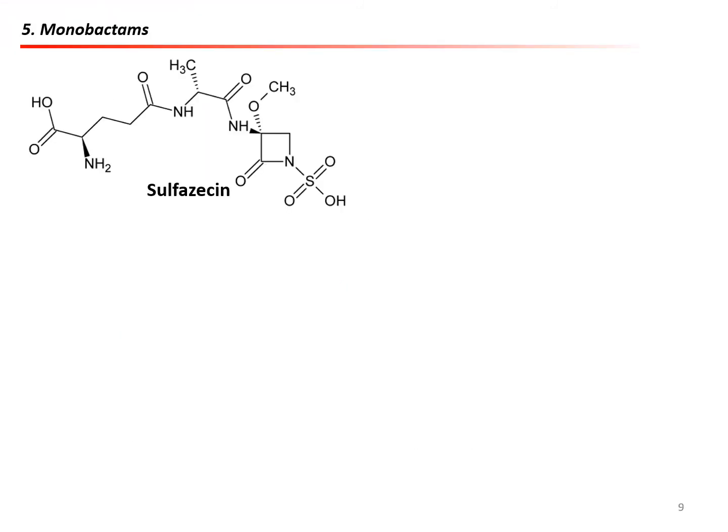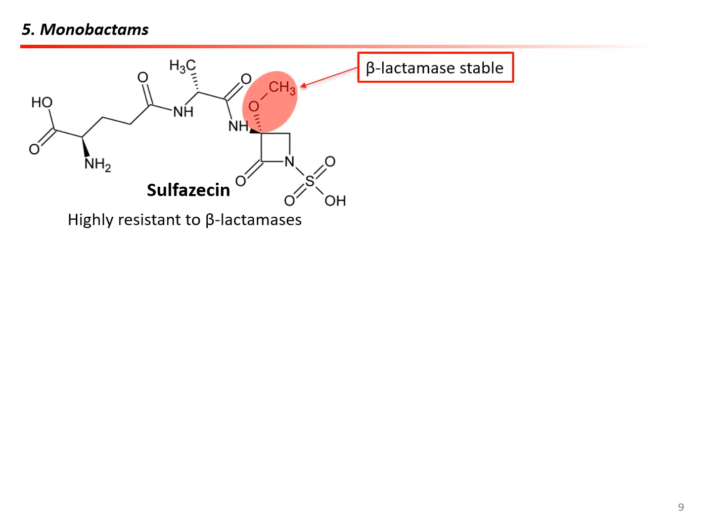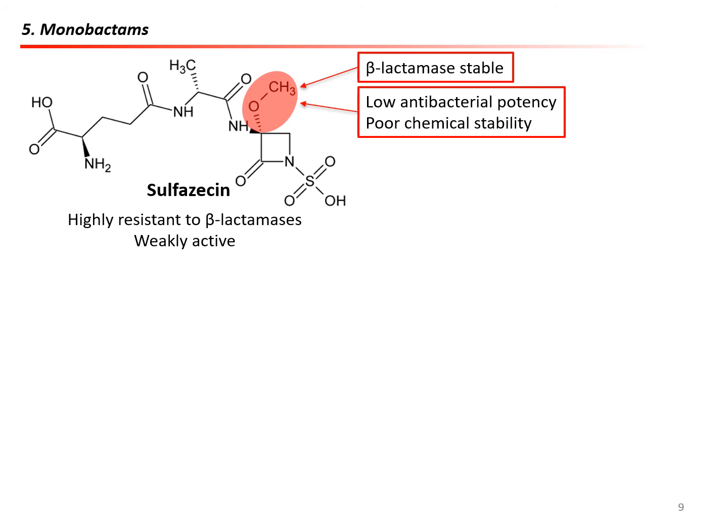Let's move on now to monobactams. Sulfazecin was among many monobactams isolated from nature. It showed excellent resistance against beta-lactamases, obviously due to the alpha-methoxy on carbon 3, yet it was weakly active. Thus, this monobactam underwent extensive structural modification to optimize its potency. The SAR studies, based on the vast number of analogues prepared, showed that the alpha-methoxy, though essential for stability against beta-lactamases, contributed to the low antibacterial potency and the poor chemical stability of these antibiotics. Thus, it was removed in later analogues.